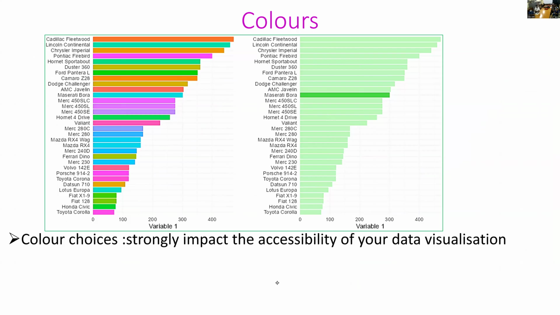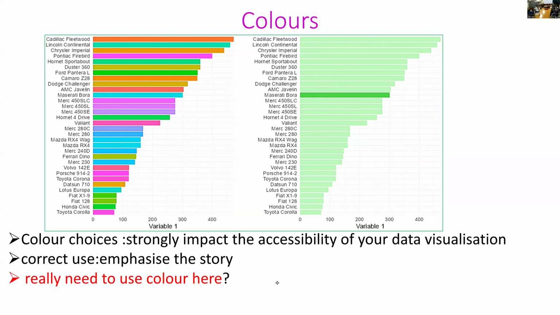So choice of colors is very important. You have to choose colors very correctly when you're making a graph. The correct color can emphasize your story. What do you feel? Do we really need color?